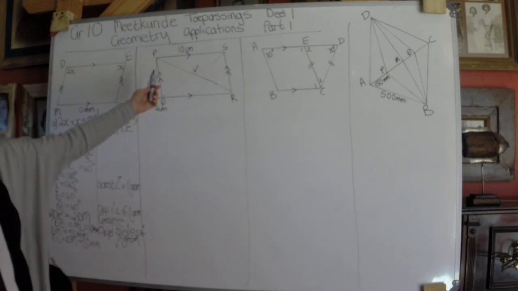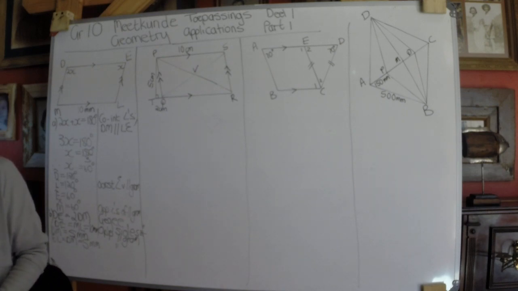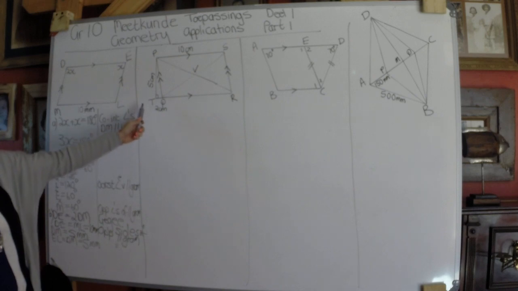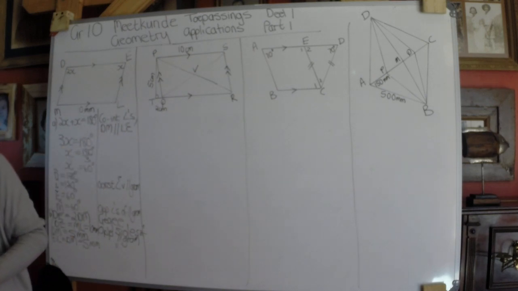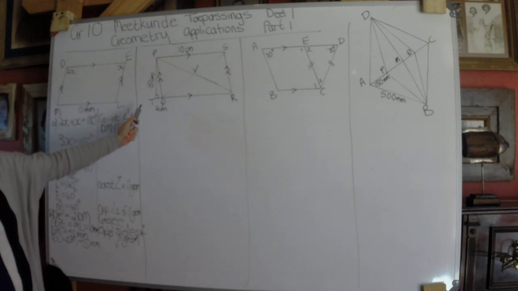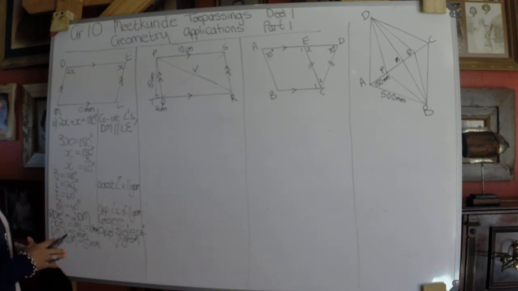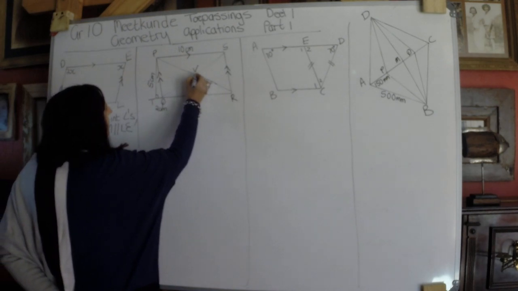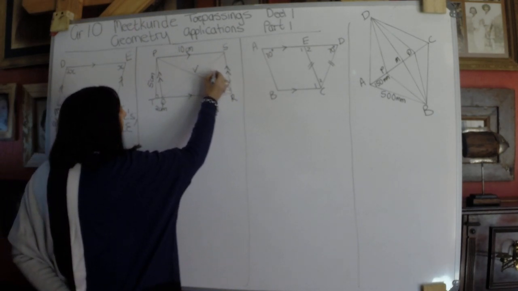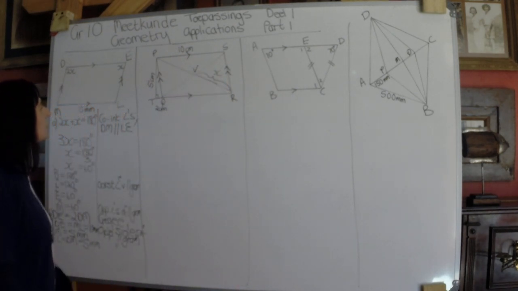Hulle sê, the second one, PQRS is a parallelogram and PT is perpendicular on TQ. So PT is 5 cm en TQ is 2 cm. PS is 10 cm and now they ask the length of VR. The length of VR. So hulle vra die lengte van VR. Ons noem ons sommer X.